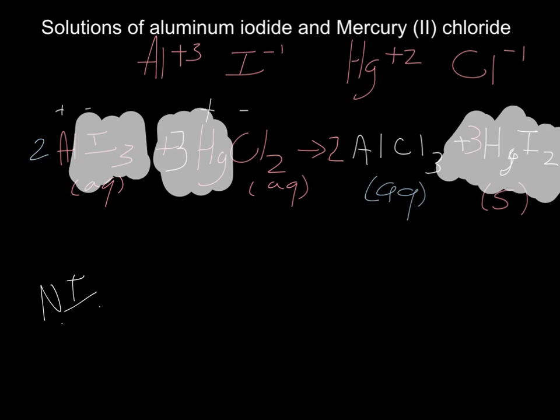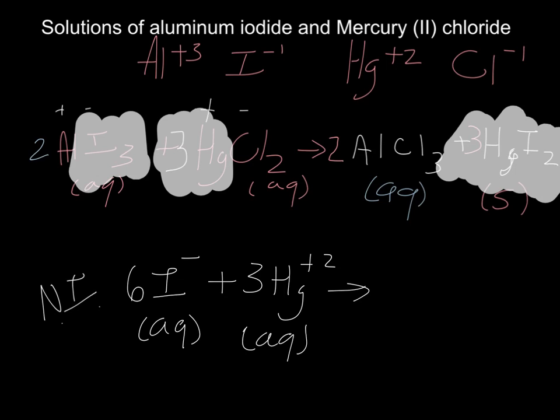I would say, well, I had a total of 6 iodine here. So this was 6 iodines with a -1 charge that were in the aqueous state that combined with 3 mercury with a +2 charge in the aqueous state. They reacted to form 3 formula units of mercury iodide in the solid state. There's your complete double replacement reaction along with your net ionic equation. Okay, enjoy. Study up.